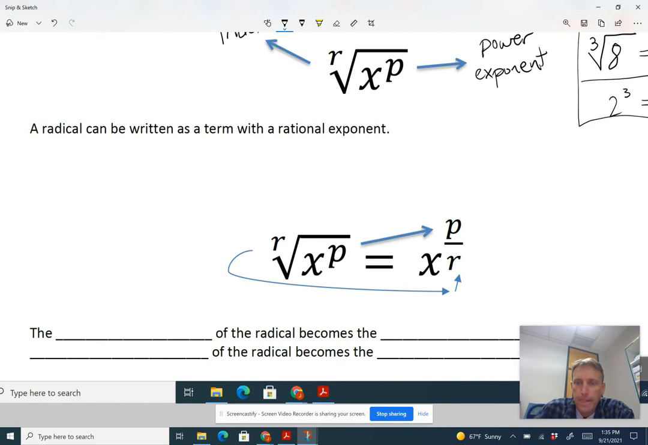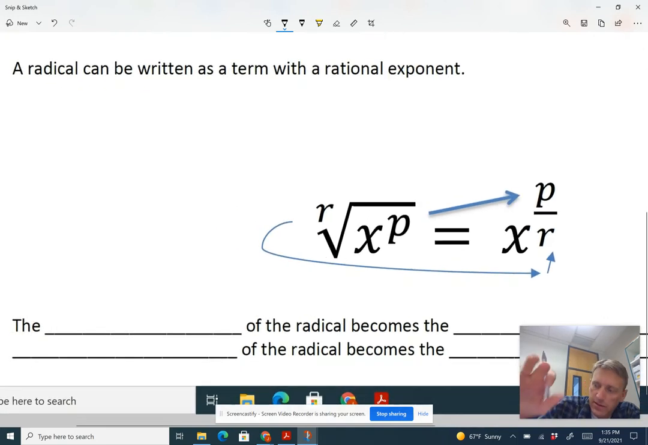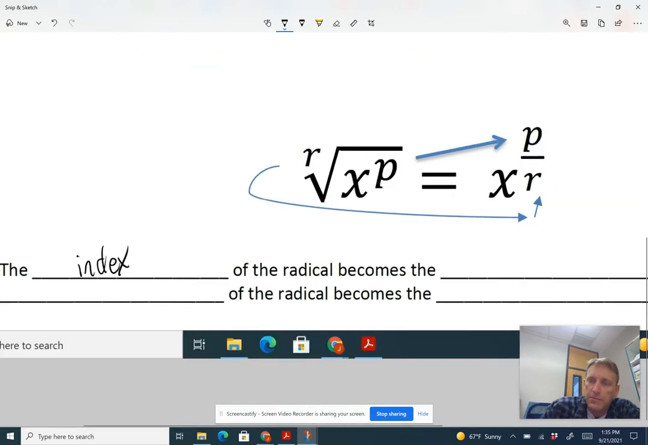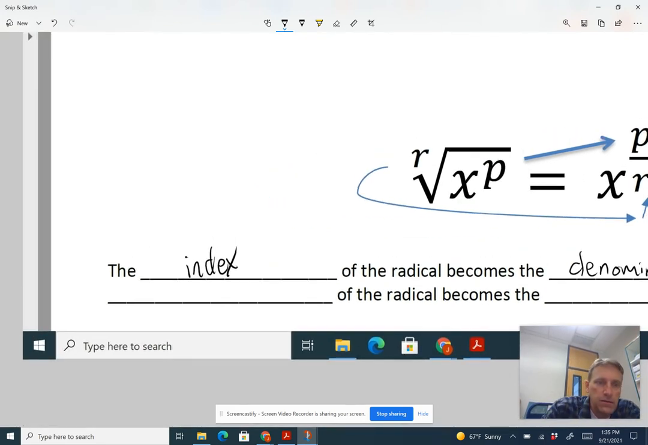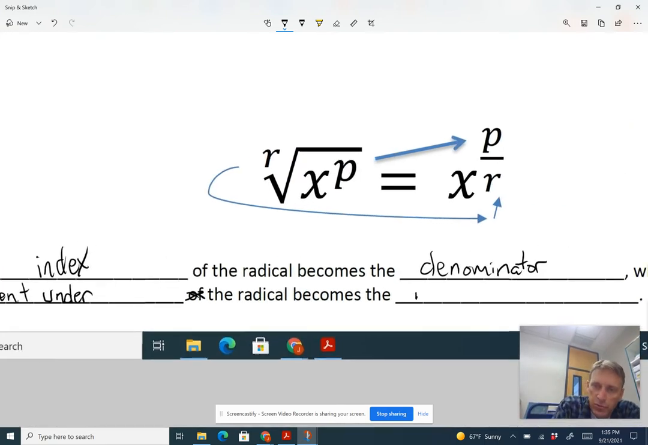A radical can be written as a term with a rational exponent. The r becomes the denominator and the p becomes the numerator. So we might write here the index of the radical becomes the denominator, while here we're going to say the exponent under the radical becomes the numerator, or the number on the top.